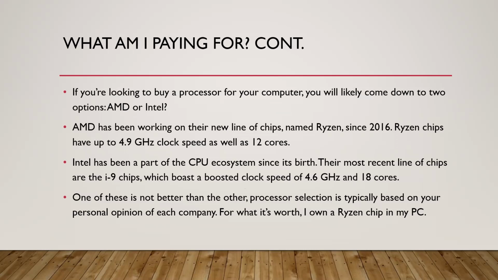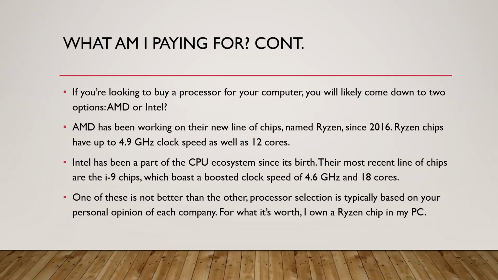When you're looking to make a processor purchase, most of the time you're going to come down to 2 options, either AMD or Intel. AMD, which stands for Advanced Micro Devices, has been working on their new line of chips named Ryzen since early 2016. Ryzen chips can have up to 4.9 gigahertz clock speed as well as 12 cores.